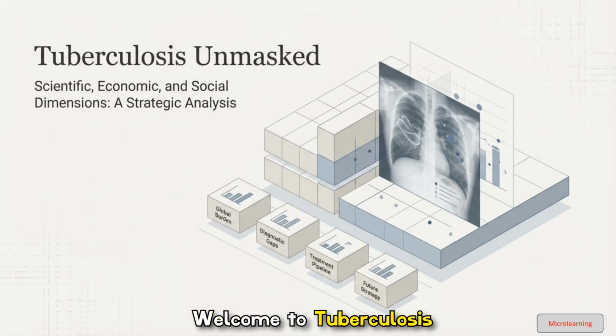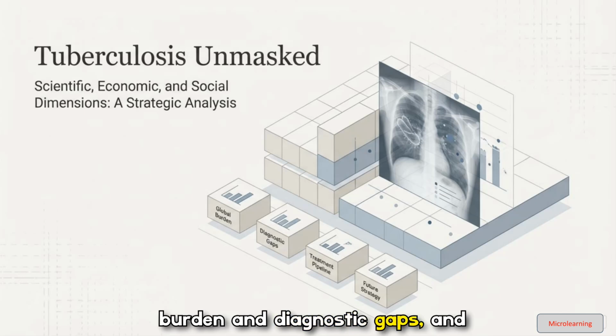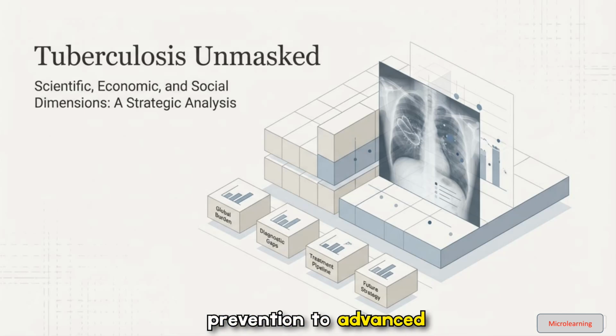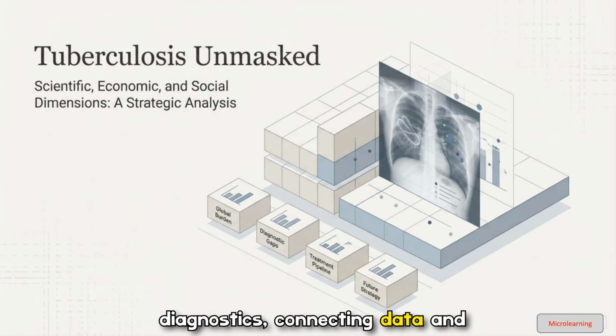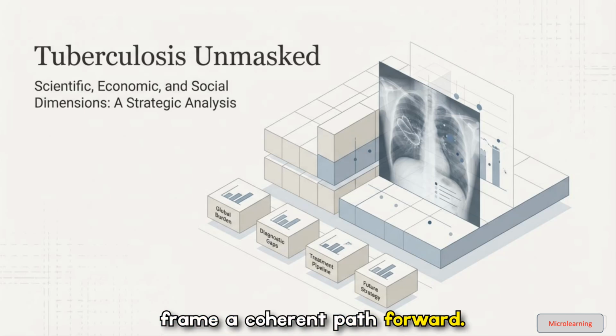Welcome to Tuberculosis Unmasked, a strategic look at the scientific, economic, and social dimensions of TB. In this presentation, we'll peel back the disease's biology, explore global burden and diagnostic gaps, and outline practical strategies from prevention to advanced diagnostics, connecting data and real-world interventions to frame a coherent path forward.